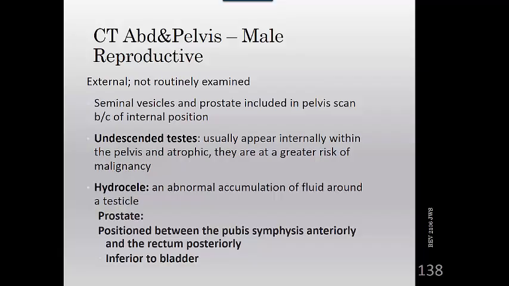The prostate is going to be positioned between the pubis symphysis anteriorly and the rectum posteriorly, and it's going to be inferior to the bladder. So you're going to see the bladder. You're scanning from superior to inferior. You'll see the bladder before you see the prostate.